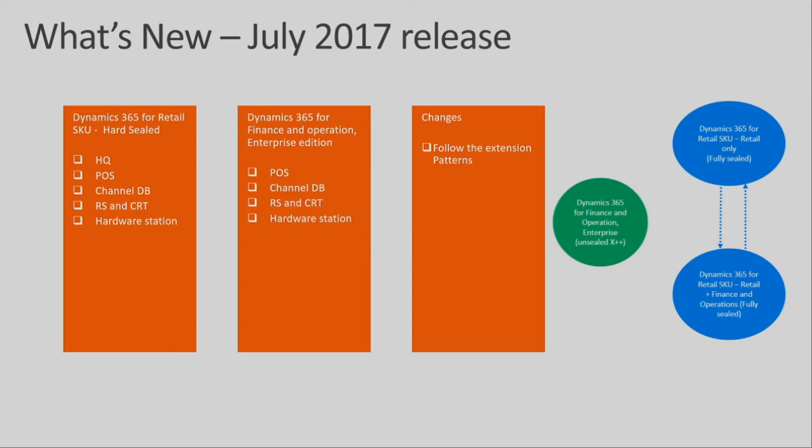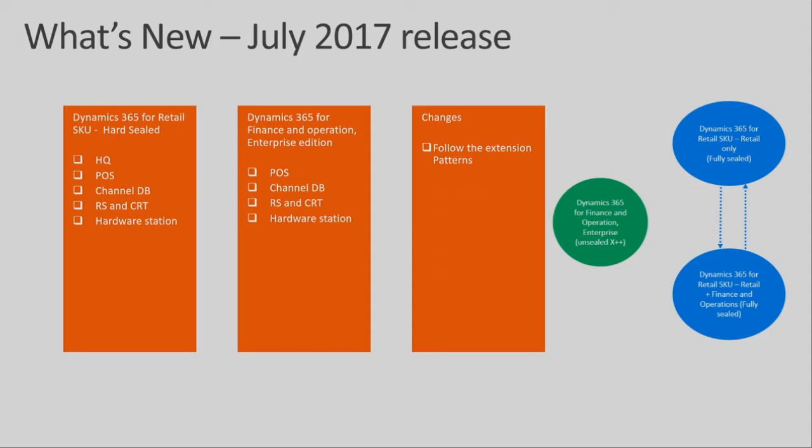From the changes perspective, if you go with any of these SKUs and want to extend our retail components, the important thing is that you need to follow the extension pattern. That's the main change. Basically these are the two SKUs I talked about. Within Dynamics 365 for Retail, we have two options. You can go only with retail, because finance and operations has a lot of modules, right?